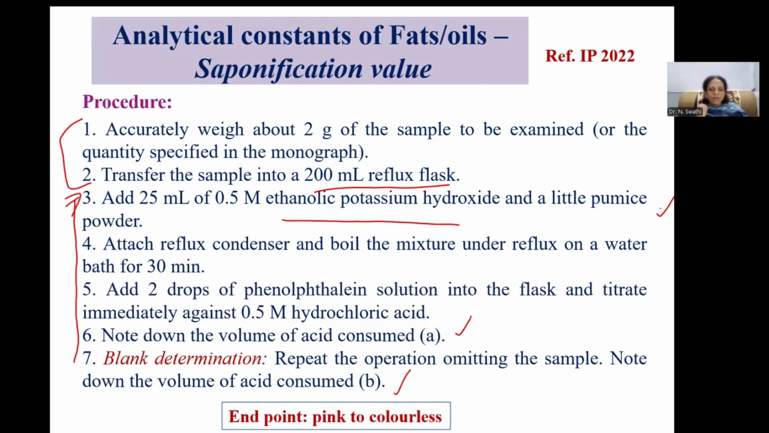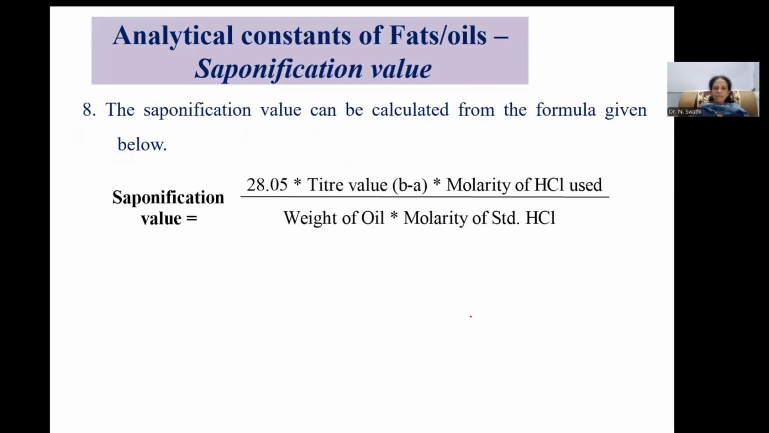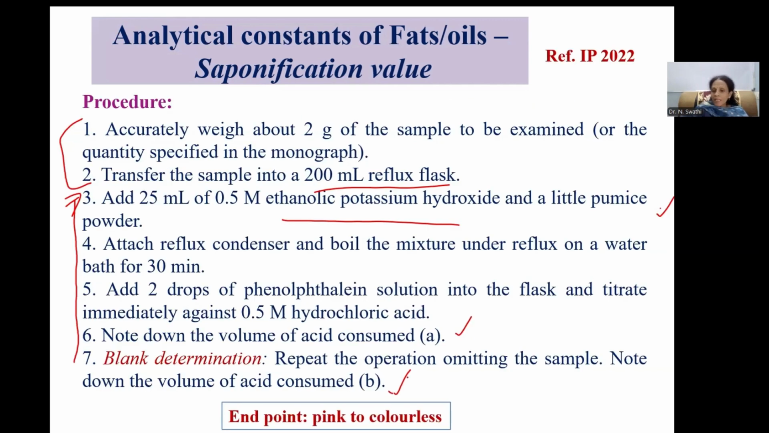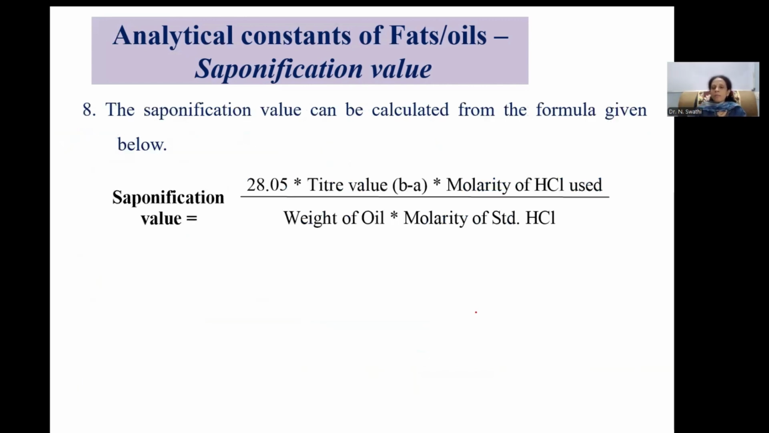That means the end point in this reaction will be pink to colorless. Now, whatever the A value and B value are in this titration, we will be substituting these values in the formula given for the saponification value. The formula for the saponification value is 28.05 multiplied by the titer value. Here the titer value is the difference between the blank titration and the actual assay value. So we do B minus A, that is considered the titer value, multiplied by the molarity of HCl used, divided by the weight of the oil sample, multiplied by the molarity of standard hydrochloric acid.